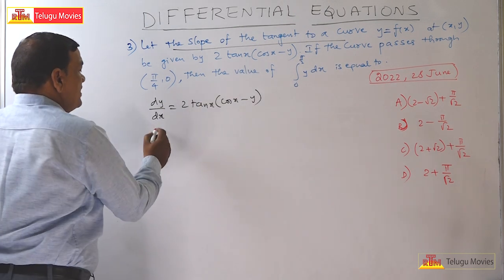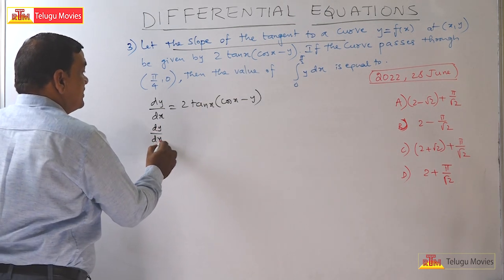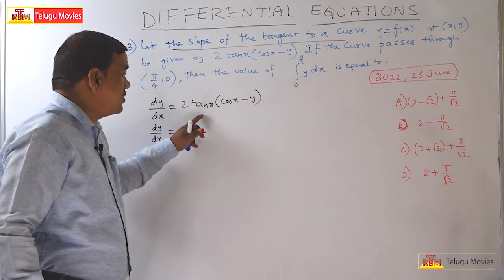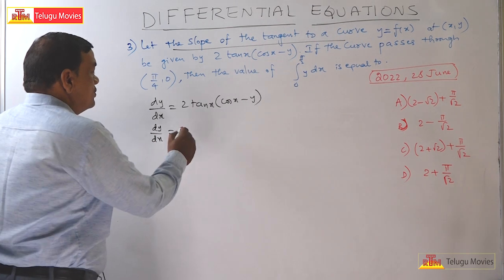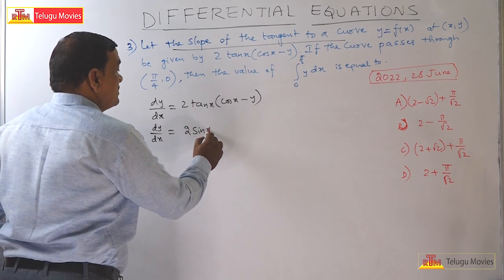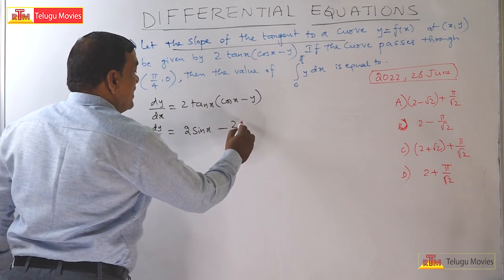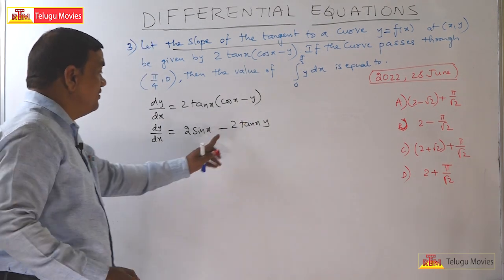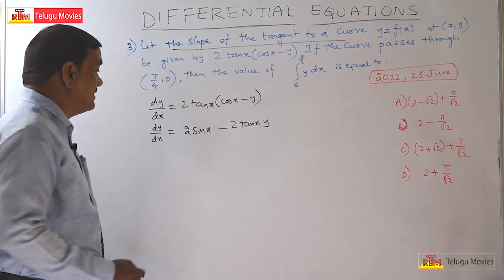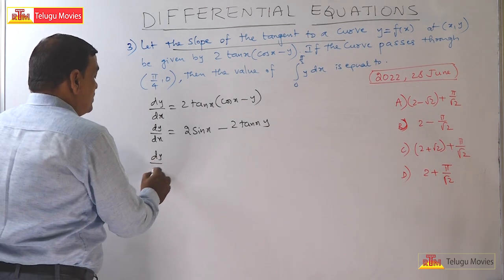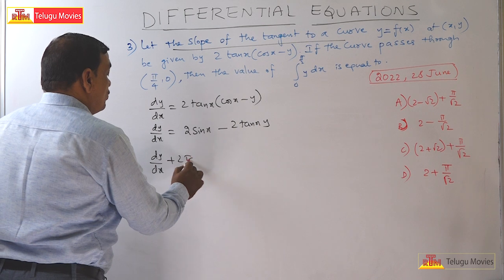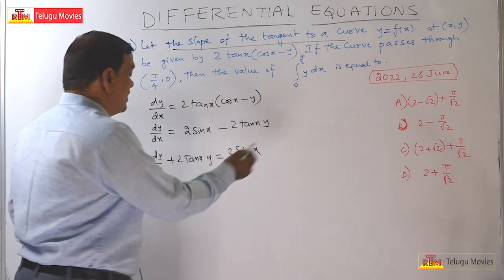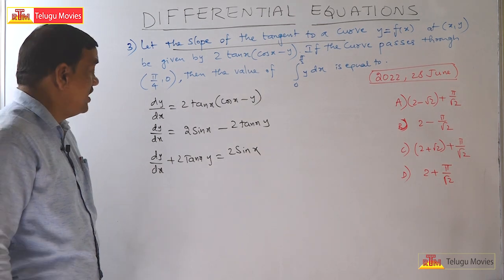So, first you multiply inside. dy by dx is equal to, if you multiply inside, what happens? Tan x means sin x by cos x, so cos x will cancel. So, this is 2 sin x minus 2 tan x into y. Bring this minus 2 tan x to the left hand side. So, this is dy by dx plus 2 tan x into y is equal to 2 sin x. So, it is clearly a linear differential equation.